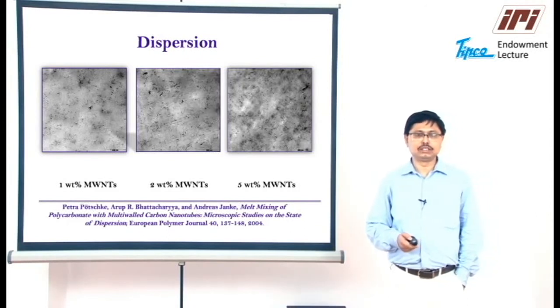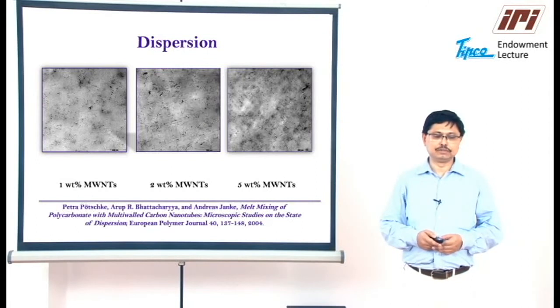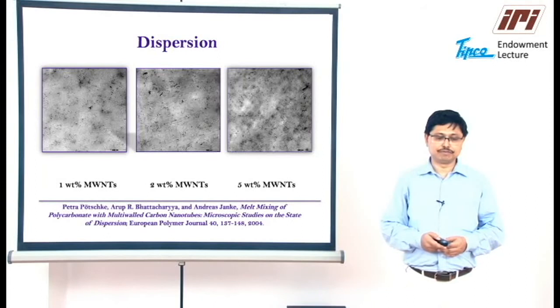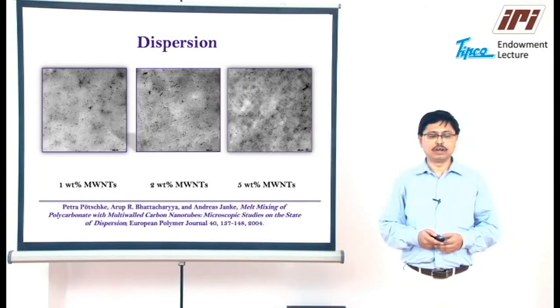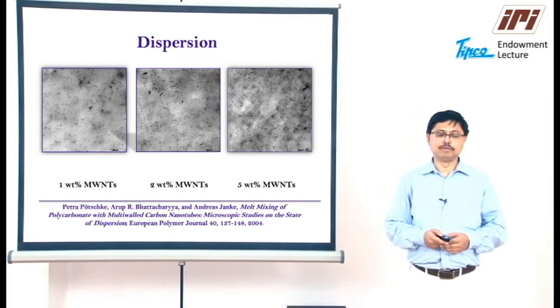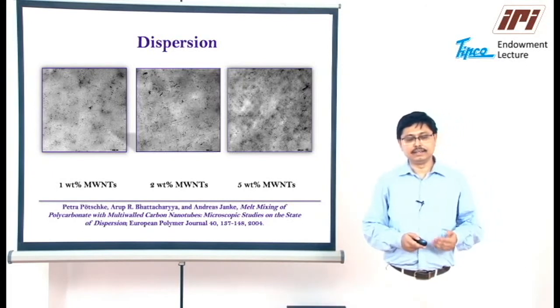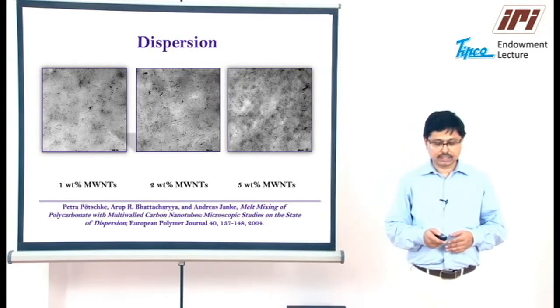Coming to the state of dispersion of the multi-wall nanotubes in these composite materials, one could see that the network-like structure initiated even from 1%, but at 2 to 8% one can see the 3D network-like structure formation in these composites. But overall, one can also observe that there are big agglomerates even at 1%, which increase with increasing concentration of the multi-wall nanotubes.